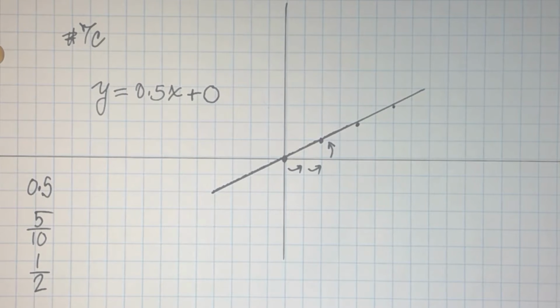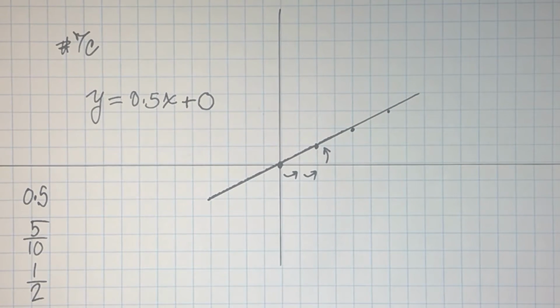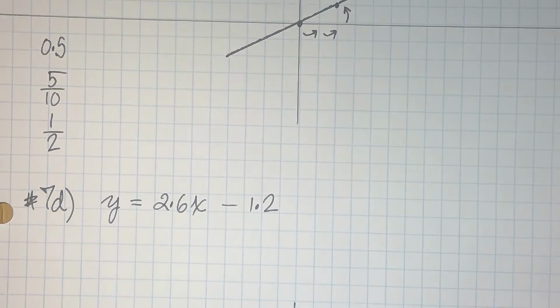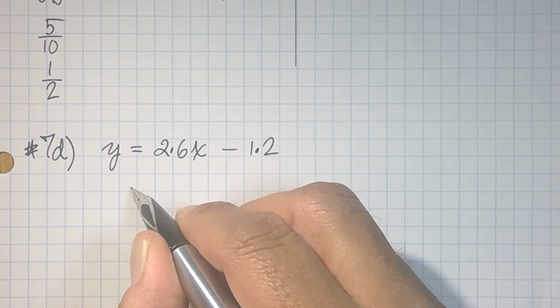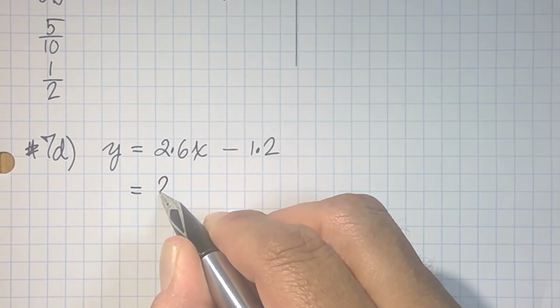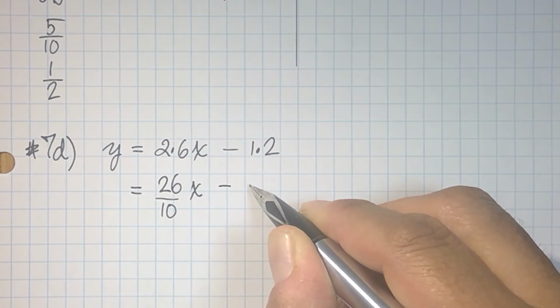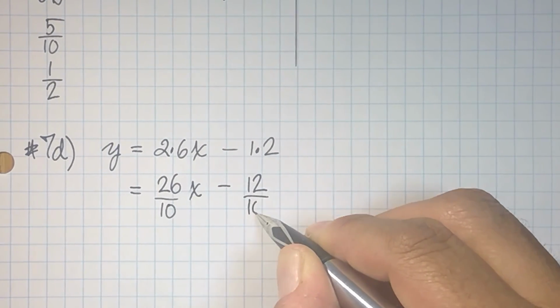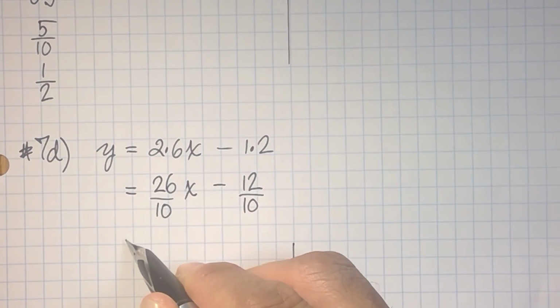Now, if you didn't like that fraction bit, I'm going to use the same strategy for the next equation. So if you look at question D, it says y equals 2.6x minus 1.2. So I'm going to use the same strategy. Instead of 2.6, I know I can write 26 over 10. And instead of 1.2, I can write 12 over 10. And then I can reduce both of those.